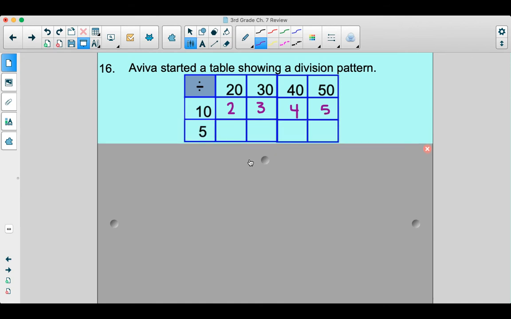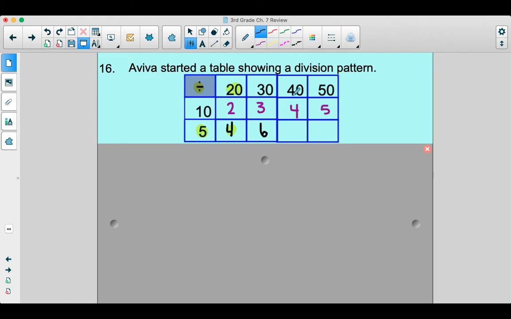Okay, now we're going to add another piece to the puzzle. 20 divided by 5 makes what? We're going to put the answer here. So now we're doing 20 divided by 5, in this row right here. All right, 20 divided by 5 is what? 4. 30 divided by 5 is, how many times would we have to count by 5 to get to 30? 5, 10, 15, 20, 25, 30. We'd have to count 6 times to get there.